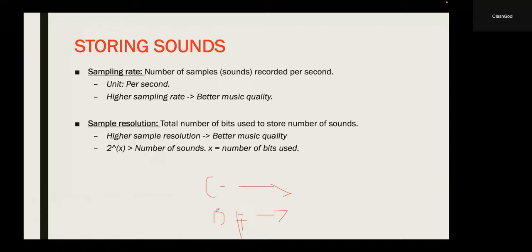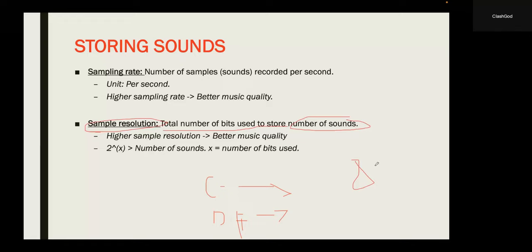And they will be stored in the computer as these binary numbers. And there's this thing called a sample resolution, which is very similar to the color resolution we talked about. We said the color resolution is the number of bits we use to store the number of colors. Here, the first part is the same, the total number of bits used to store, but the number of sounds. So if, for example, I want to store eight different notes, let's say A, B, C, D, E, F, G. I want to store seven notes.